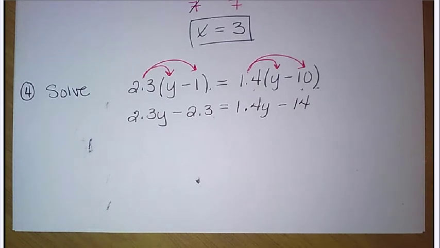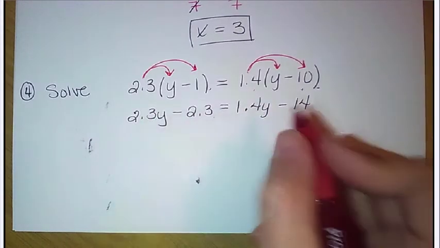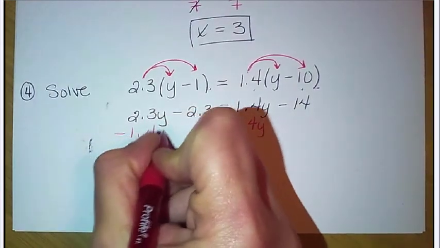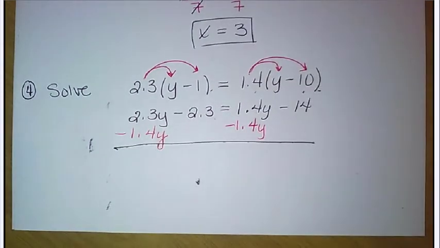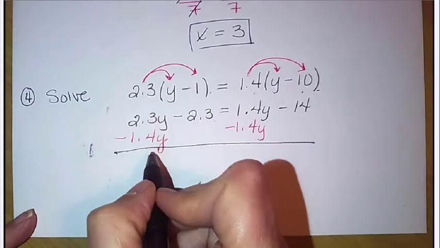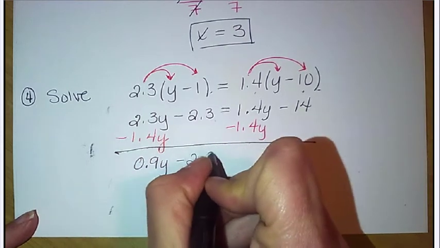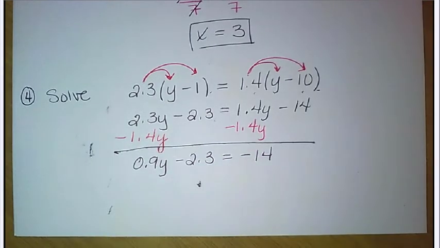So the next thing we want to look at doing is, again, combining those y's or moving those y's together. So we can go ahead and move our 1.4y to come over here to the other side. So we're going to subtract 1.4y from both sides of our equation. Again, it really doesn't matter which one we subtract. We just typically like to see that variable over on the left-hand side. So 2.3 minus 1.4 is going to get us 0.9y minus 2.3 equals a negative 14. And again, making sure to keep that negative with that 14.